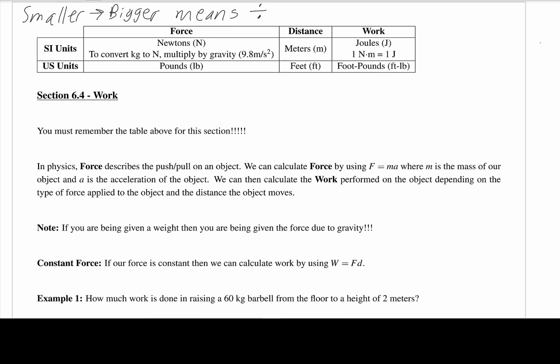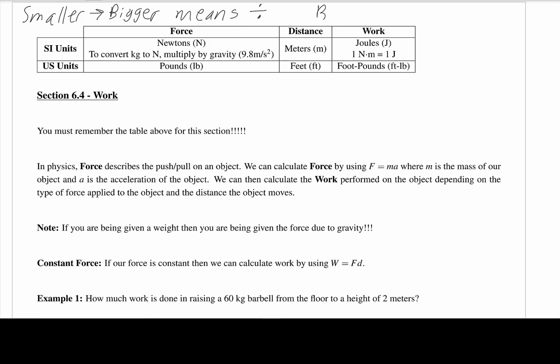Right? So if I have 12 inches and I want to go up to feet, I know there's 12 inches in a foot, so I need to divide by 12 to get 1 foot. Right? If I have 48 inches and I want to go to feet, I'm going to be dividing by 12.